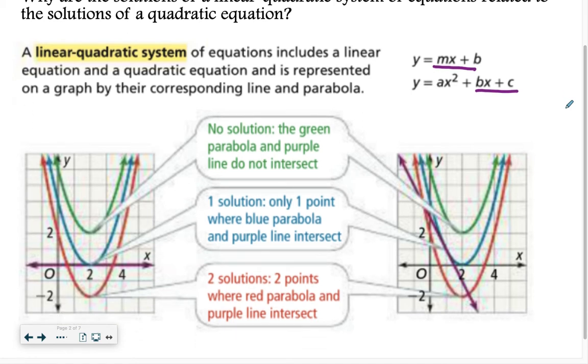Those solutions will be just like what we talked about, where you can have no solution. If you notice, the green parabola never touches the purple line. One solution where it just crosses at one little spot, or two solutions where it crosses in two different locations, for that red line that's way up there and then down here. Okay, so when you look at a graph, you're telling me how many times it is crossing, where it is crossing, and then your answer is those ordered pairs.